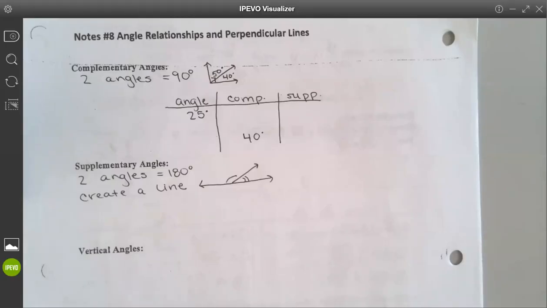Not that much. Two angles that equal 90 degrees are called complementary angles. Two angles that add up to 180 degrees are called supplementary angles. Now here's example one. You will definitely have charts like this in your reviews and on your quizzes and tests.